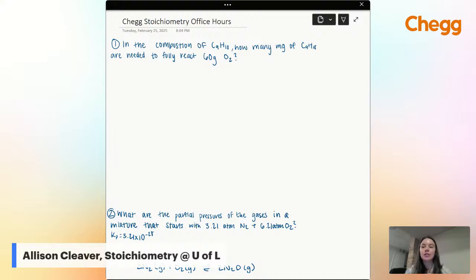So first, we are starting out with: in the combustion of C9H18, how many milligrams of C9H18 are needed to fully react with 60 grams of oxygen? So first step in this, I'm going to ask several small questions for each problem throughout the live stream. If you know the answers to those questions, type them in the chat to lock in your answer and check your work to make sure you're understanding what we're going through.